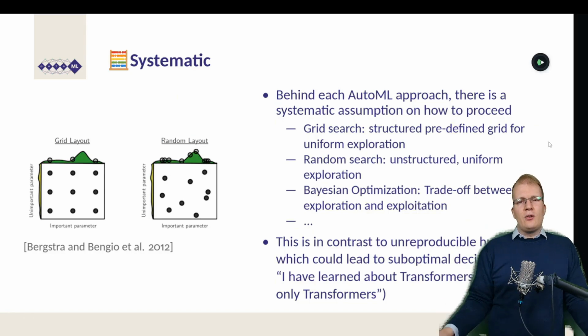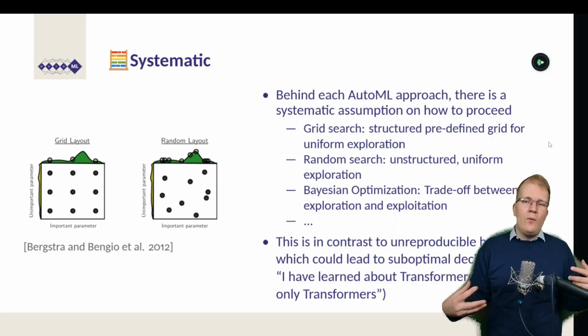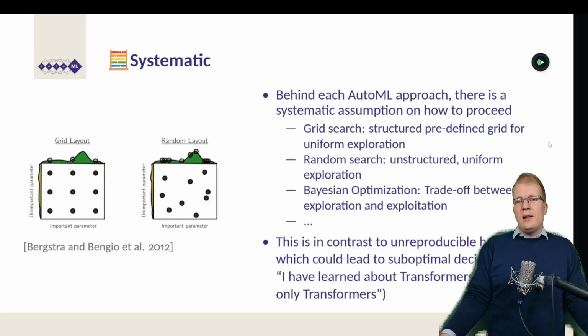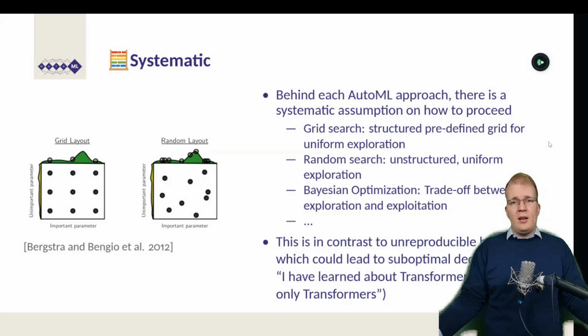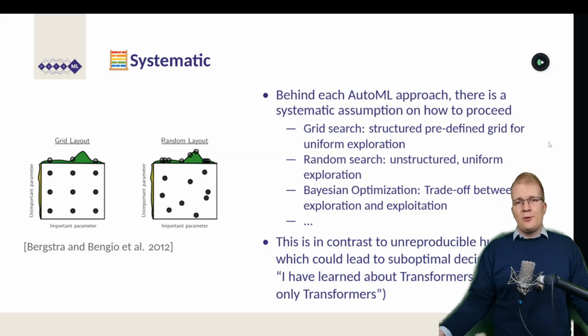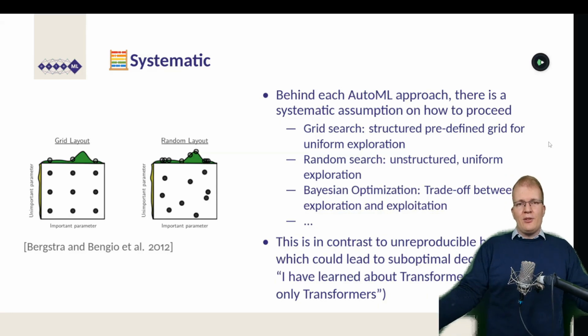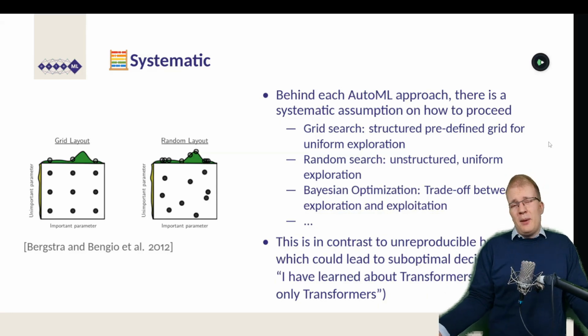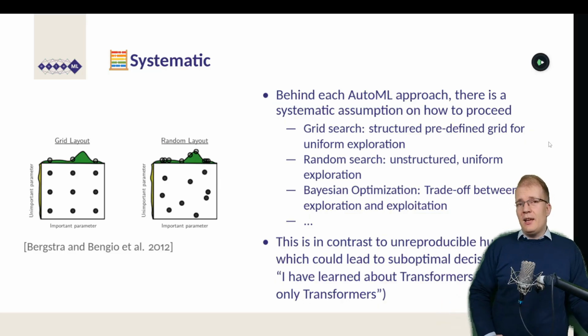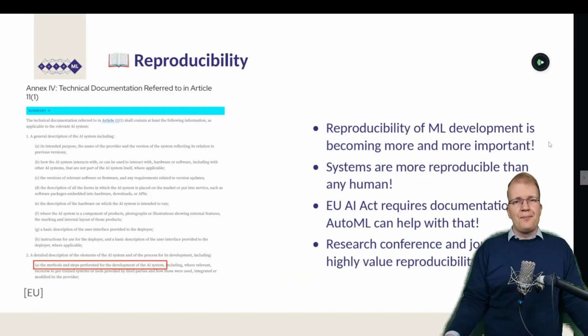And this is all in contrast to unreproducible human bias, which could lead to suboptimization, because humans tend to be overconfident in their own experience. For example, humans tend to say, I have learned about transformers in my lectures or previous projects, so I'm trying only transformers because I believe they are the best option, without maybe ever really trying out different approaches. AutoML can help you with that, by being far broader and more open-minded, and less biased.